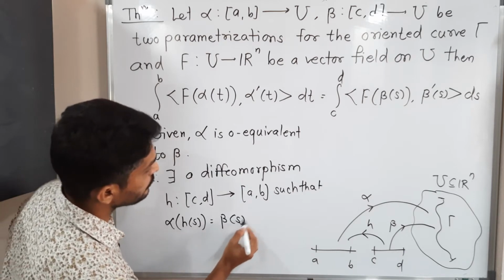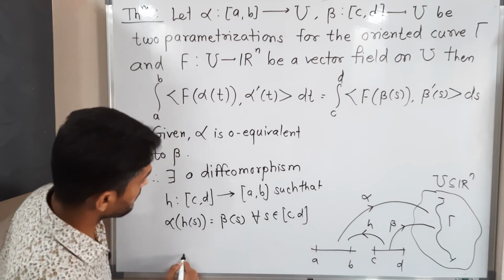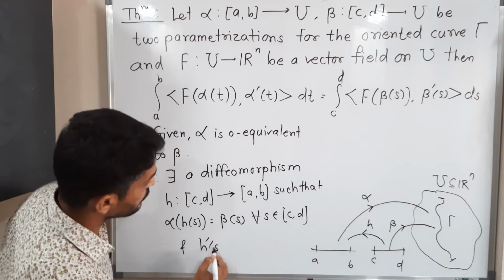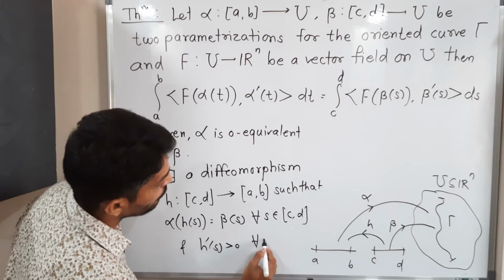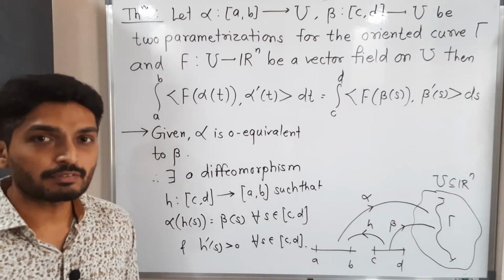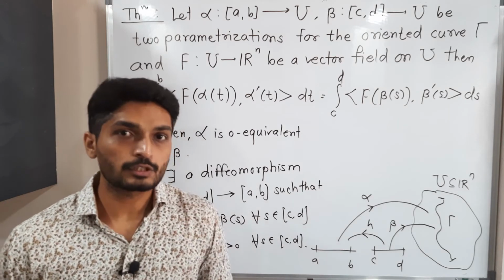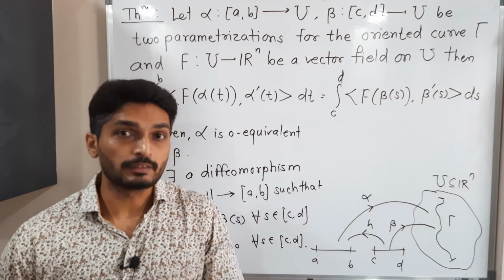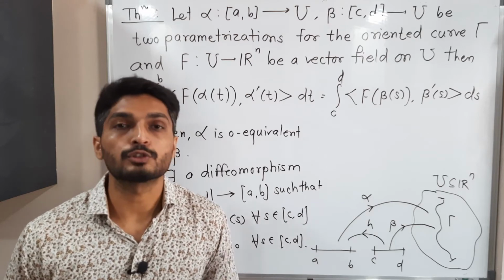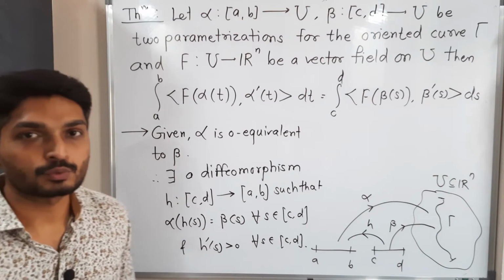This is true for all s belongs to closed interval CD. And the second very important information is h dash of s is greater than 0 for all s belongs to closed interval CD. So it's a diffeomorphism. Diffeomorphism means what? From that, h should be bijective, it should be differentiable, and its inverse also should be differentiable. Okay, and with these two conditions we have.